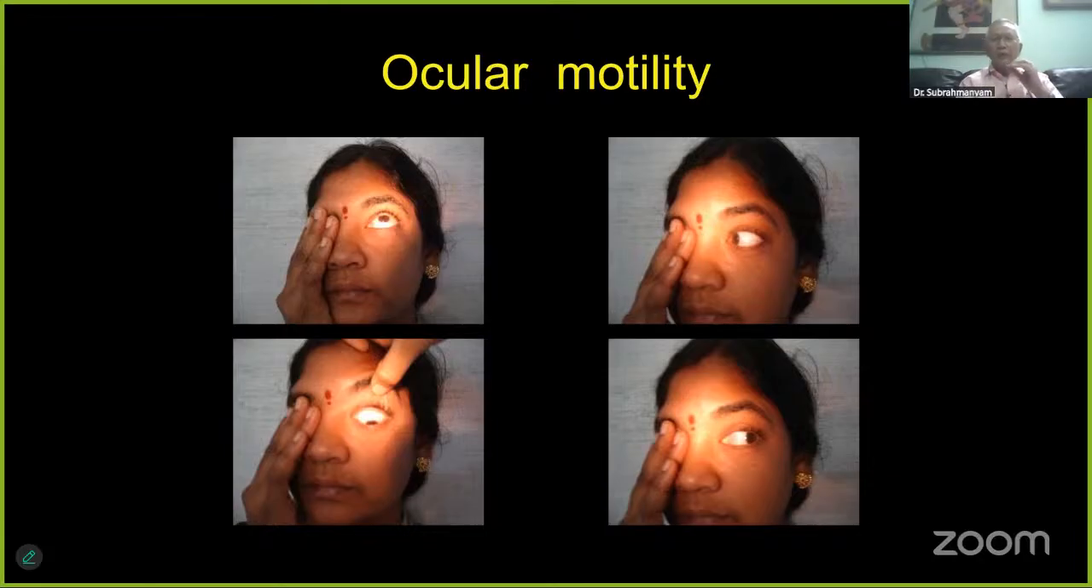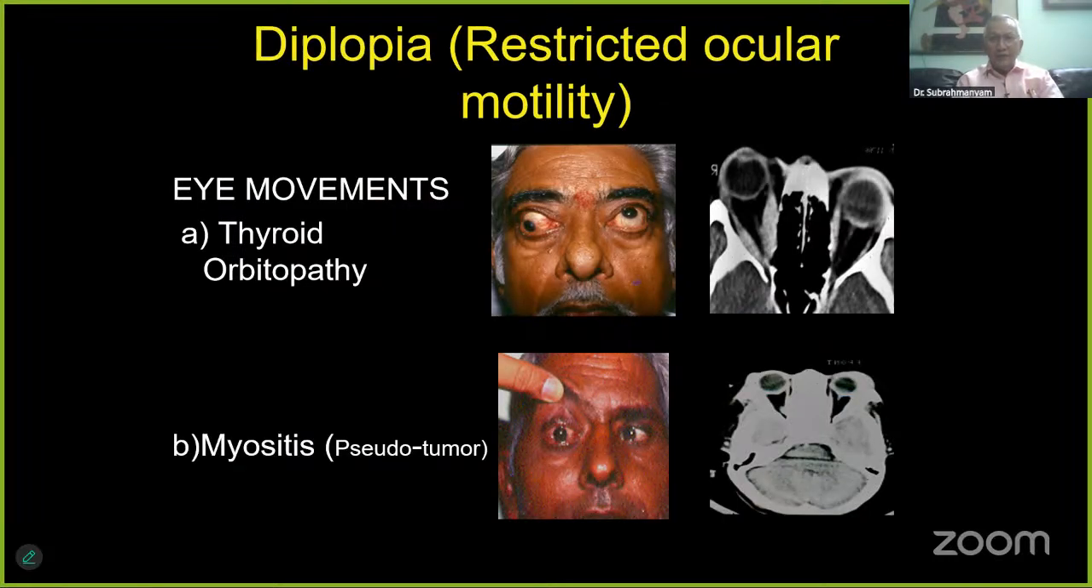The normal movement for elevation is 45 degrees; the other three are 60 degrees. So you quantify elevation, let's suppose it is 30 degrees. Next time it may be 60 or it may be 15 degrees. So that tells you whether the motility is getting worse or not. So eye movements are restricted.